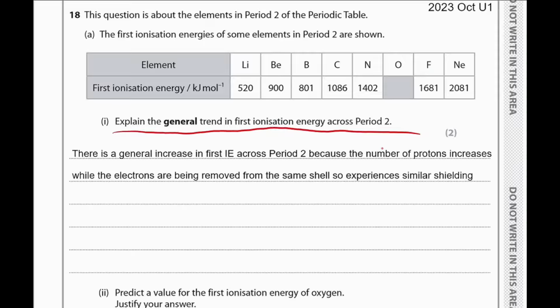Obviously, first things first, the number of protons increases. But since they're in the same period, the outermost electrons which are removed come from the same shell, so they experience a similar shielding. Since the number of protons increases, the increased nuclear charge overcomes the shielding effect. So we can say ionization energy increases across the period because of the increasing nuclear charge, causing the force of attraction between the outermost electrons and the nucleus to increase, so more energy is required to remove the outermost electron.